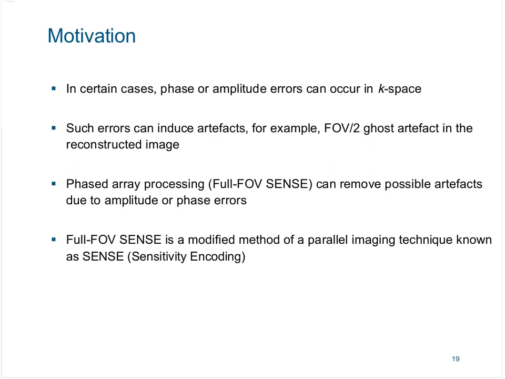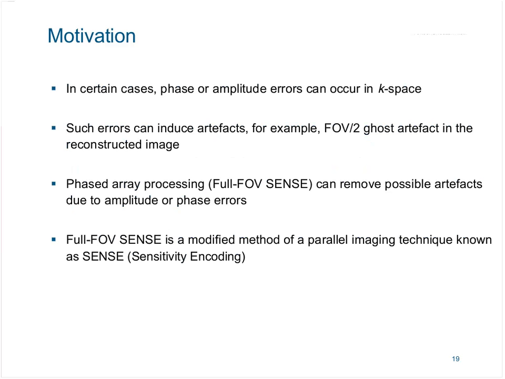The motivation is that, in certain cases, phase or amplitude errors can occur in k-space. Such errors can induce artifacts, for example, field of view divided by 2 ghost artifacts in the reconstructed image. The phased array processing method, which is also known as the full field of view SENSE method, can remove possible artifacts due to amplitude or phase errors. This full field of view SENSE is a modified version of a parallel imaging technique known as SENSE.